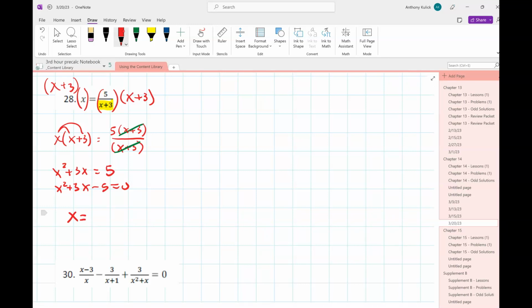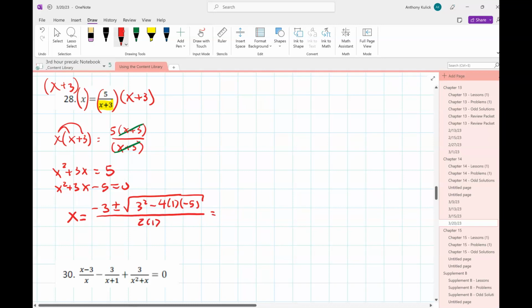Let's see, Olivia, where are we at? What's the quadratic formula? x equals negative 3 plus or minus root 3 squared minus 4 times 1 times negative 5, over 2 times 1. Okay. All right. So when we simplify this down, we get 9 plus 20. Exactly what I have.